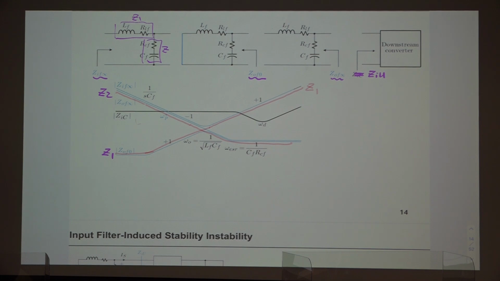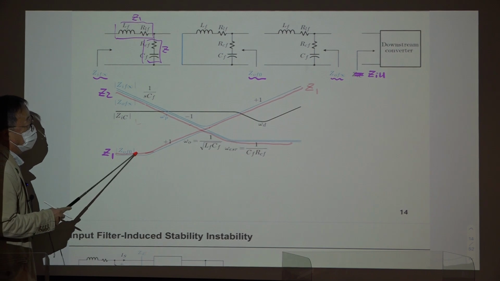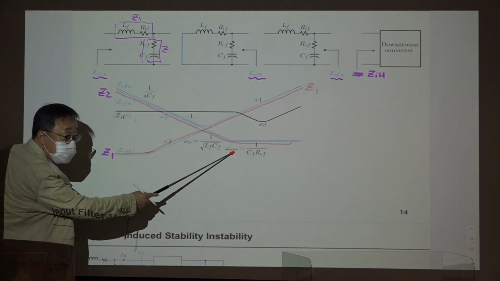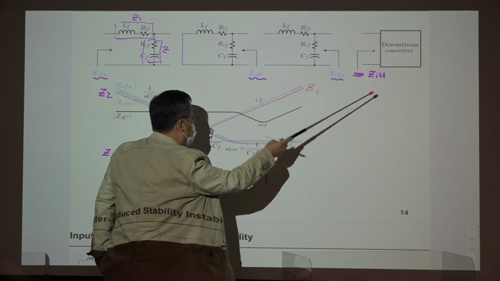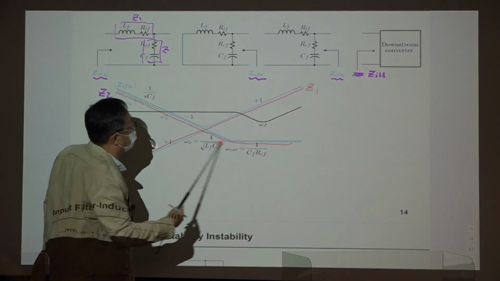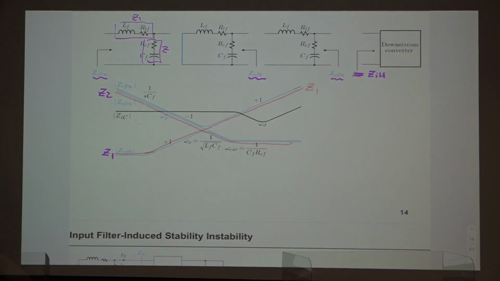Next time, because we know this characteristic, GOF0 always looks like this. Then we know the input impedance of the downstream converter. Then maybe we can come up with something similar to the previous case to reach a conclusion about the stability of the integrated system of the filter stage and downstream converter.